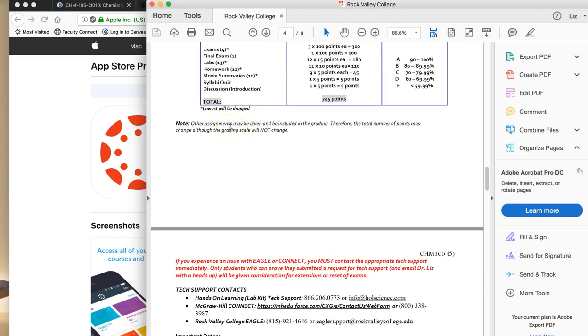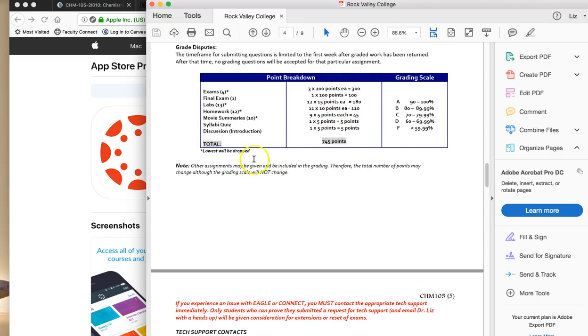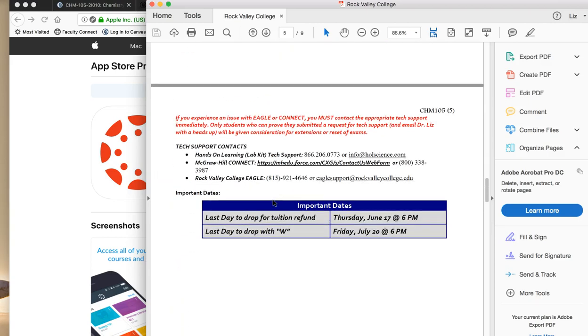I have a note here. Other assignments may be given and included in the grading. Therefore, the total number of points may change, although the grading scale will not. I don't anticipate this being the case, but I always give this disclaimer.